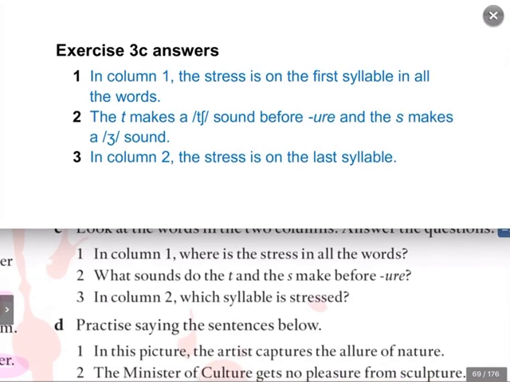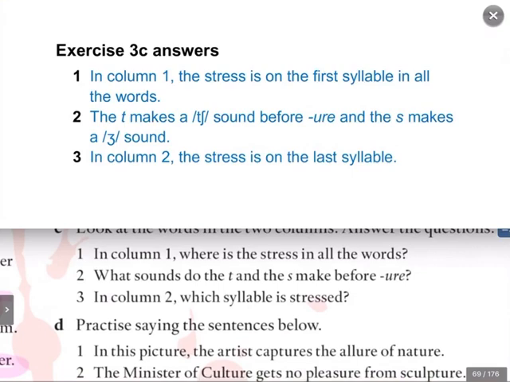The final question. In column 2, where is the stress? Well, the stress is on the last syllable. What does that mean? The stress is actually on the U-R-E part of the word. Allure. Compare with structure. Structure, it's on the first. Allure, it's on the second. This is really what decides how we pronounce this U-R-E. If it is stressed, it is your. If it is not stressed, it is the schwa.